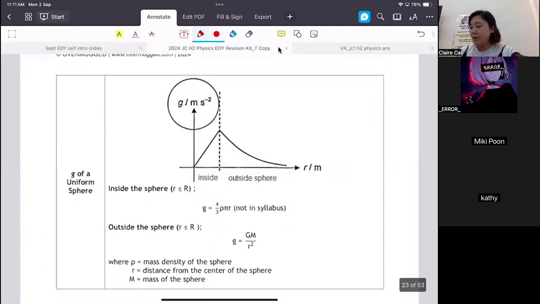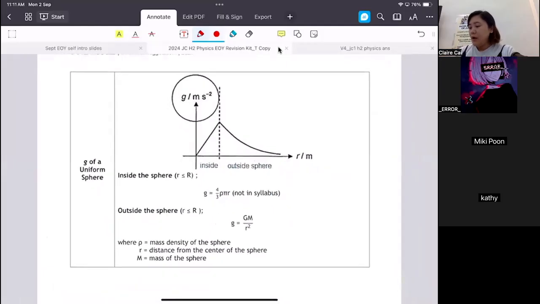Okay, so the diagram. For GM over r squared, you see that outside the mass the graph is 1 over x squared. On the inside of the mass, bonus: it is actually directly proportional. As the radius increases, g will increase. This one is additional and is actually not in the syllabus. If you try to define it, you'll be able to derive it, but deriving is also not very important and I think it's not required. So you can just remember the relationship is a straight line.